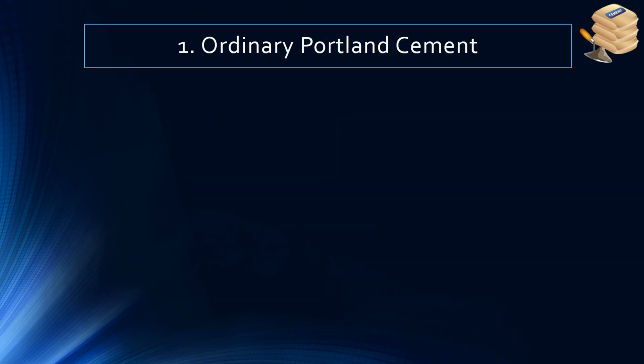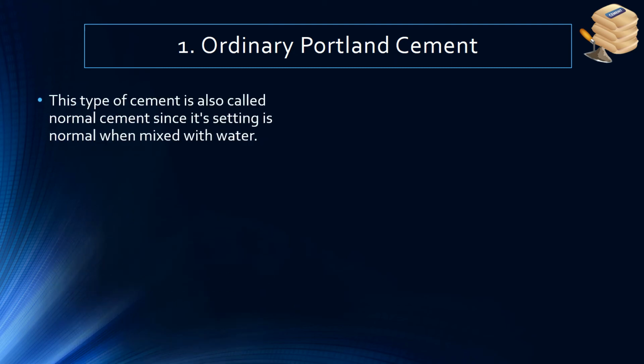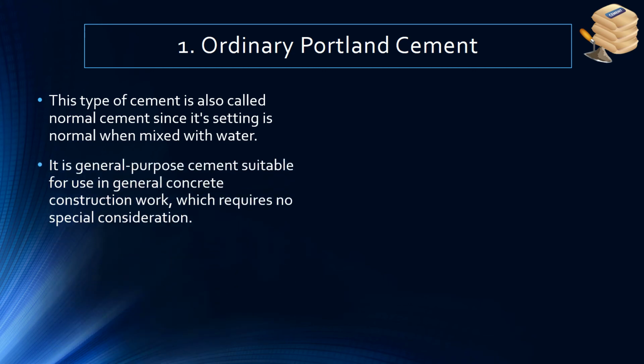First type of cement is ordinary Portland cement. This is the most widely used cement for all types of construction work. This type of cement is also called normal cement since setting is normal when mixed with water, as its initial setting time is more than 30 minutes and final setting time less than 10 hours. It is general purpose cement suitable for use in general concrete construction work which requires no special consideration.